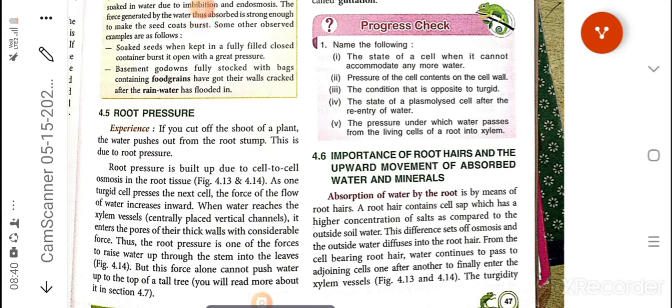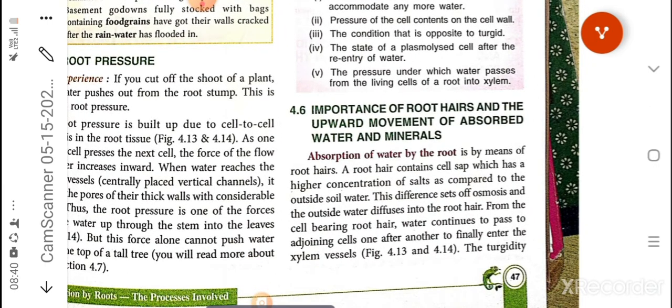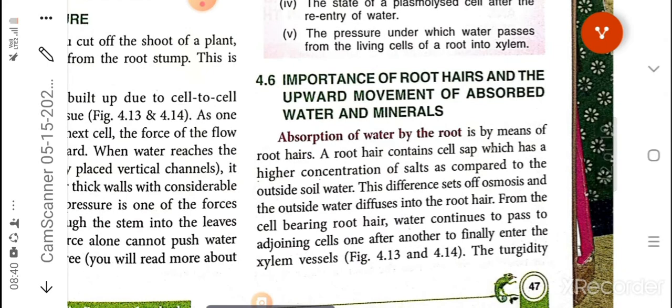Now, what is the importance of root hairs in the upward movement of absorbed water and minerals? Without roots and root hairs, a plant cannot absorb any minerals or water. Absorption of water by the roots is by means of root hairs only. The root hair contains cell sap, which, as I already told you, has a higher concentration of salt compared to the soil water outside. This difference sets up osmosis, and the outside water diffuses into the root hairs.